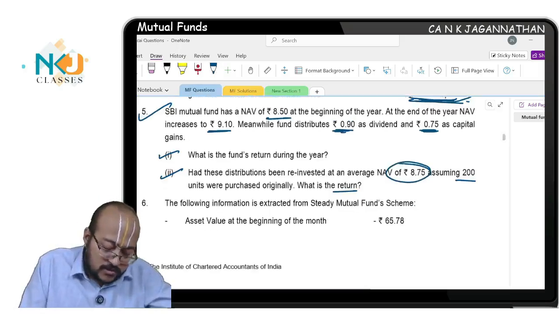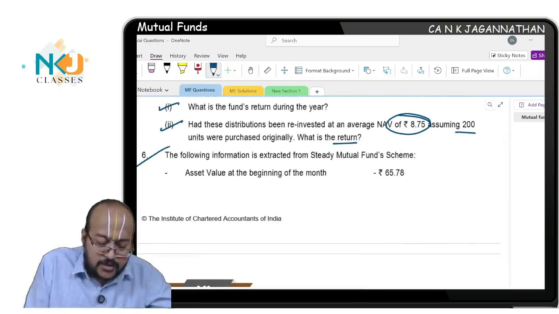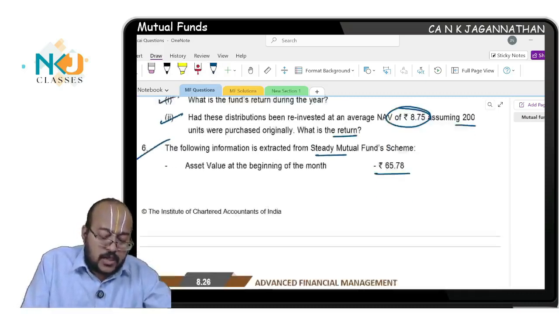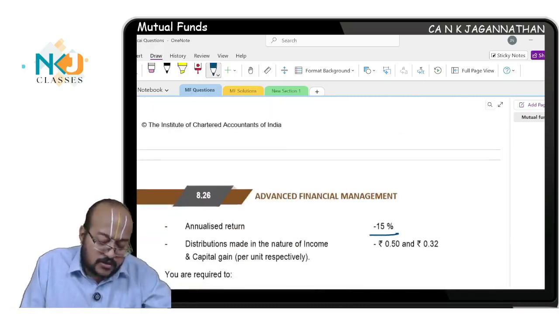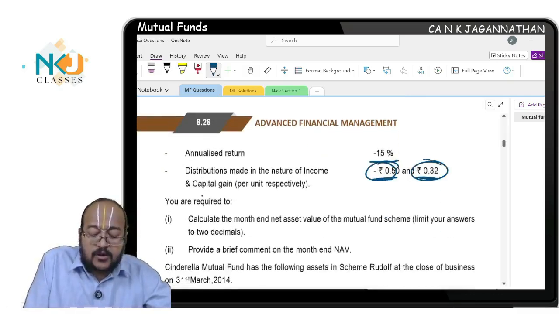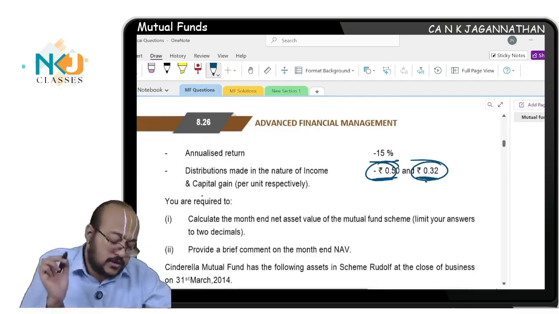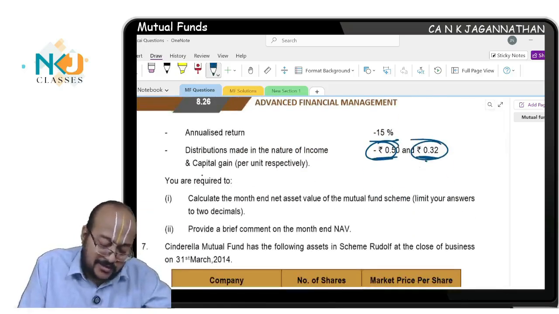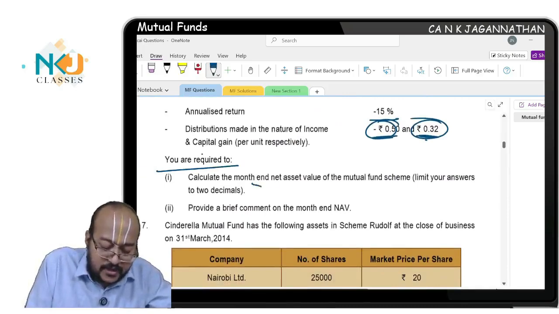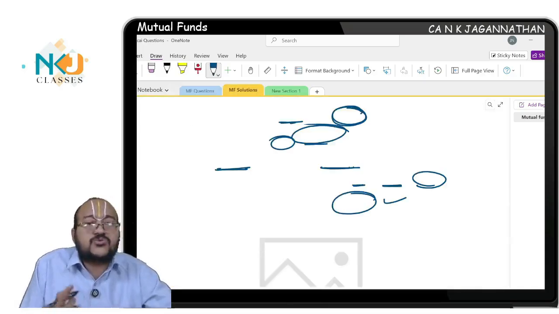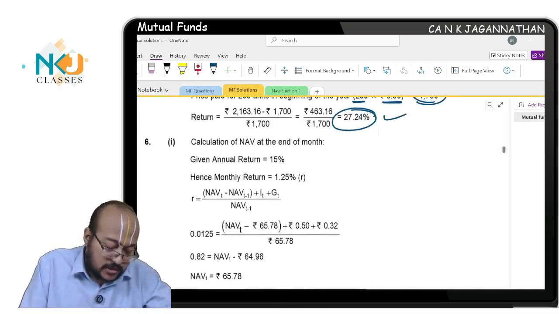Take question number 6 for discussion. The following information is extracted from a mutual fund scheme. Asset value at the beginning of the month, then the annualized return they have given, distributions made in the nature of income and capital gain. This is realized income, this is realized capital gain. Calculate the month end NAV of the mutual fund scheme. No issues. In this question, they are asking us to reverse compute, very simple.